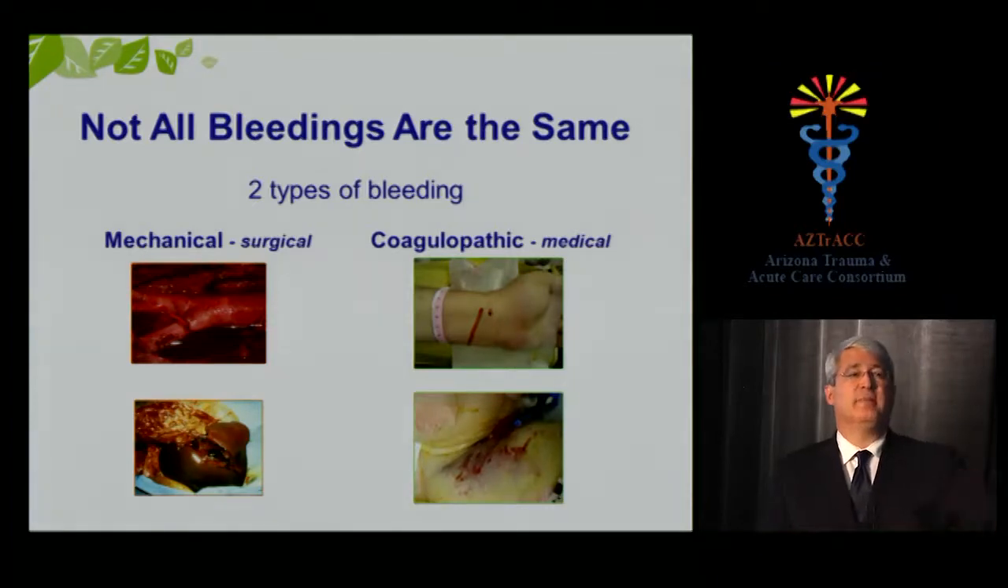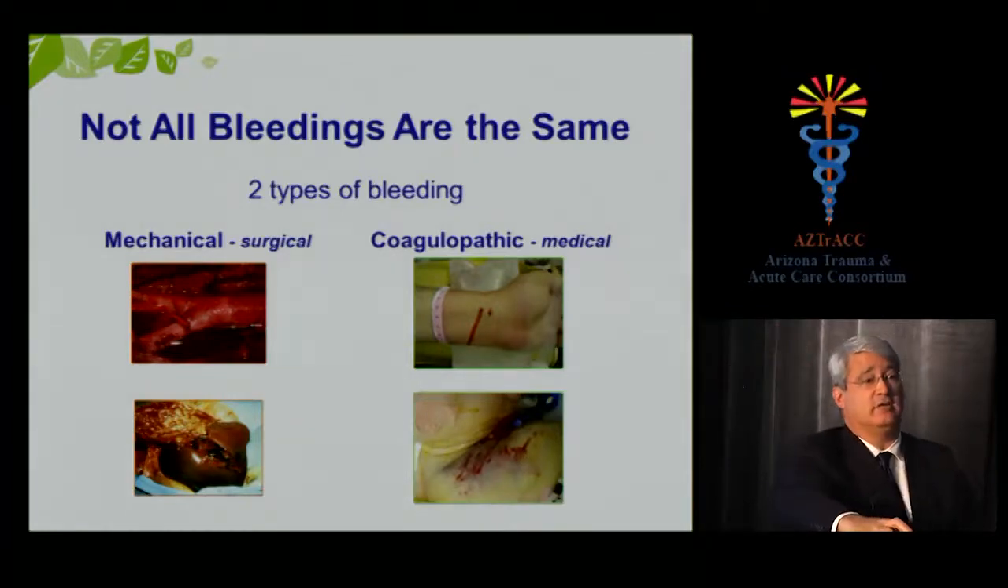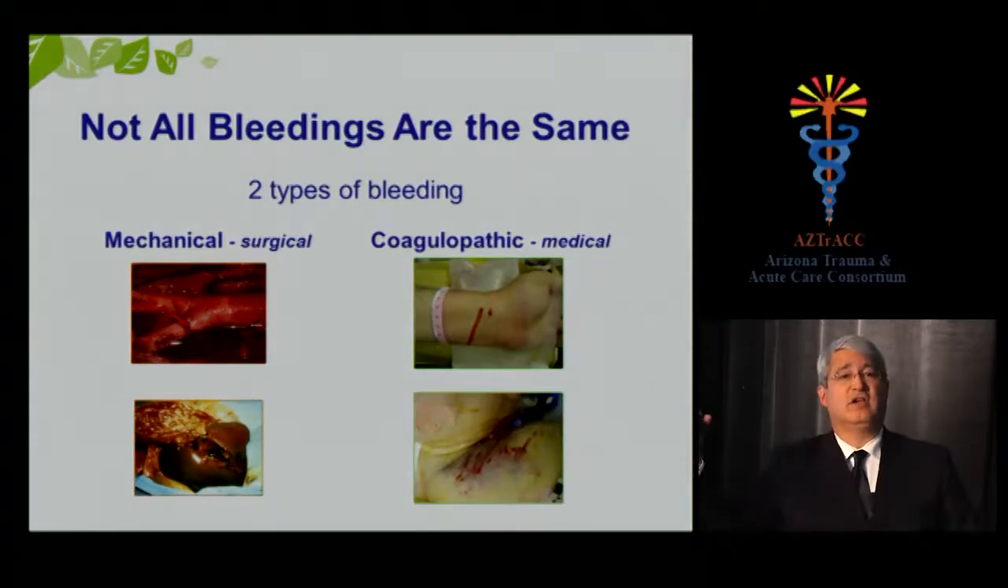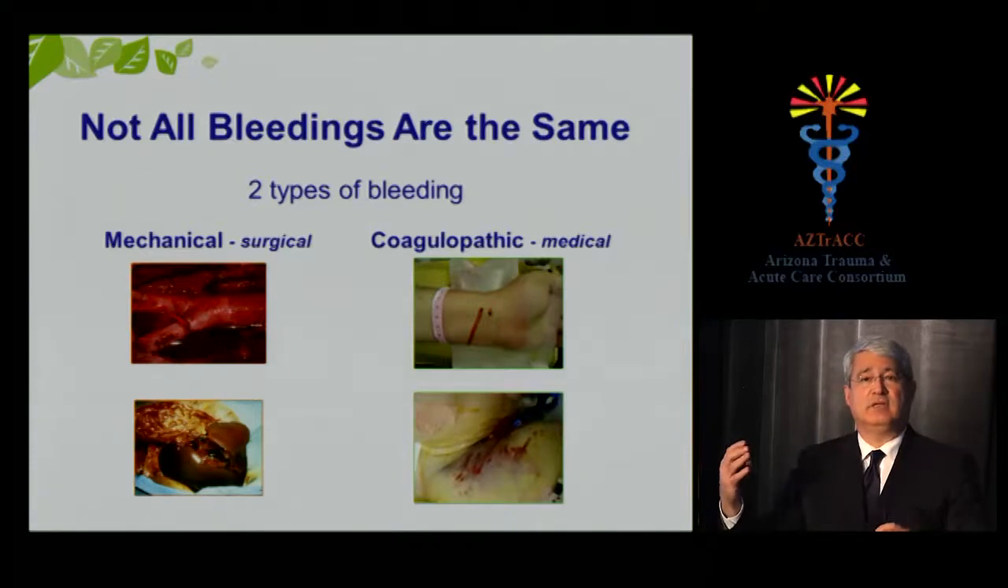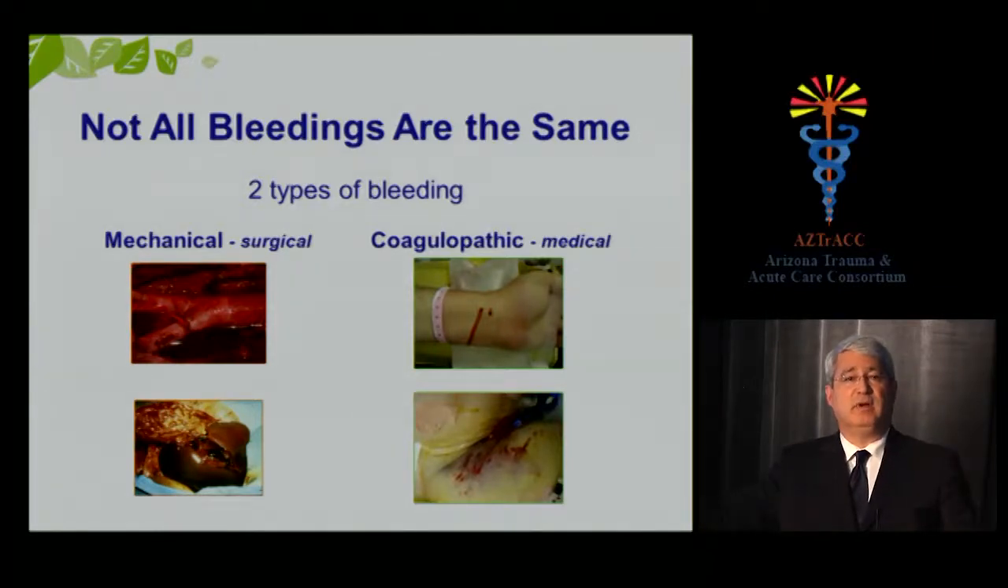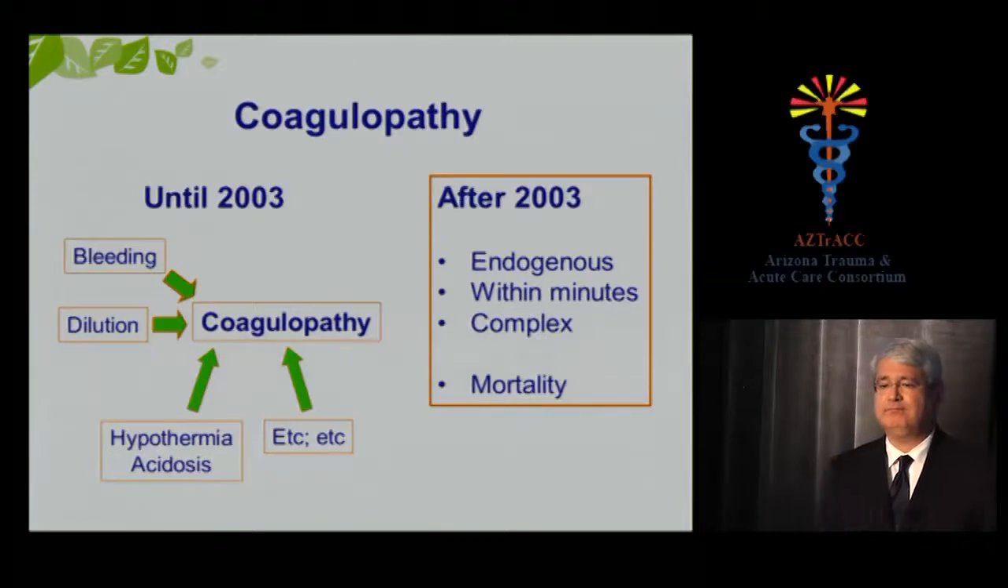So for the mechanical bleed, if I make a hole in the aorta, does giving plasma make any difference? No, unless you got the bag of plasma and you compress the aorta where you have the hole. Otherwise, it's not going to be helpful for anything. The coagulopathic bleeding you treat with blood products. You correct whatever deficit it is, while the mechanical bleed you treat with surgery or angioembolization.